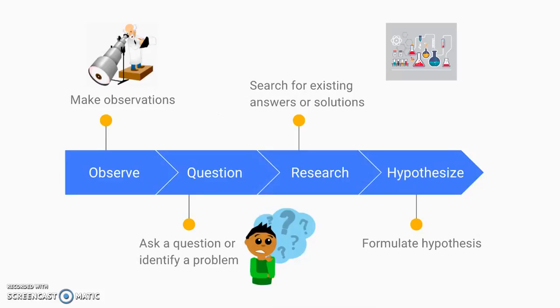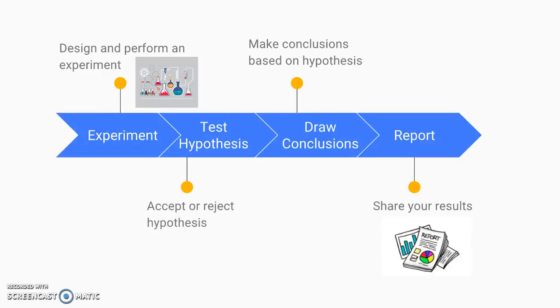The scientific method consists of 8 different steps. The first 4 steps are observe, where you make observations, question, where you ask a question or identify a problem, research, where you search for existing answers or solutions, and hypothesize, where you formulate a hypothesis. The 4 remaining steps of the scientific method are experiment, where you design and perform an experiment, test hypothesis, where you accept or reject your hypothesis, draw conclusions, where you make conclusions based on the hypothesis, and report, where you share your results.